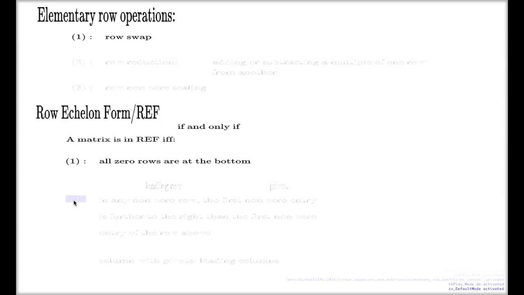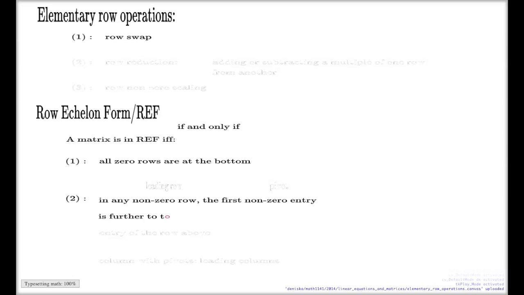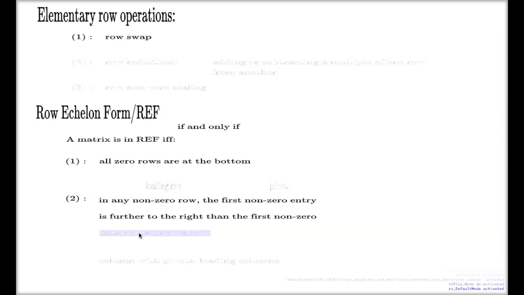The second one is trickier than the first one. Listen to what it says. It says, in any non-zero row, the first non-zero entry is further to the right than the first non-zero entry of the row above it. These two criteria must be tested every time you see a matrix and you decide whether it's row echelon form or not row echelon form.